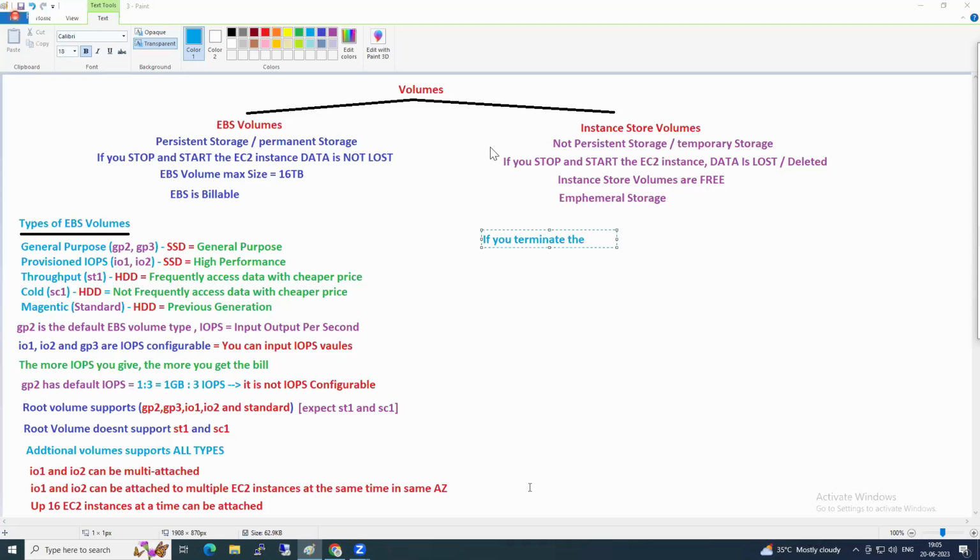Okay, there is a question here. Sir, then instance store volumes are not chargeable for storing any data? Will instance store volumes be charged? No, because it's free. So if you terminate the EC2 instance, by default, the root volume will be deleted because the option delete on termination is checked or enabled.